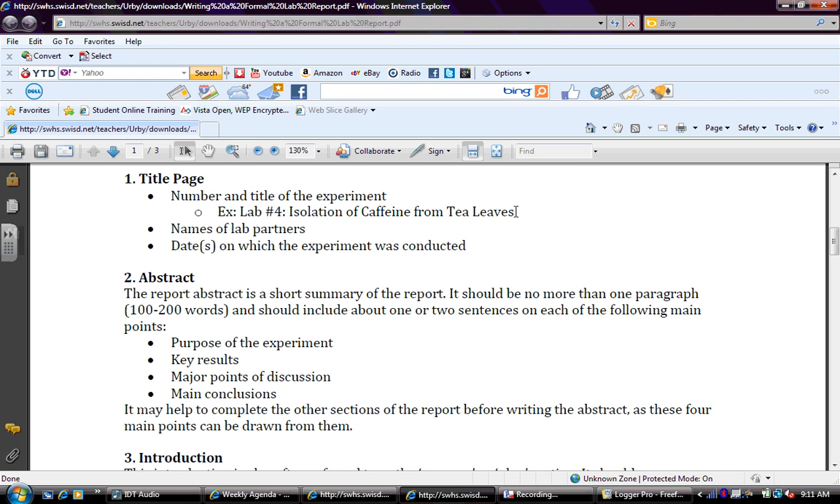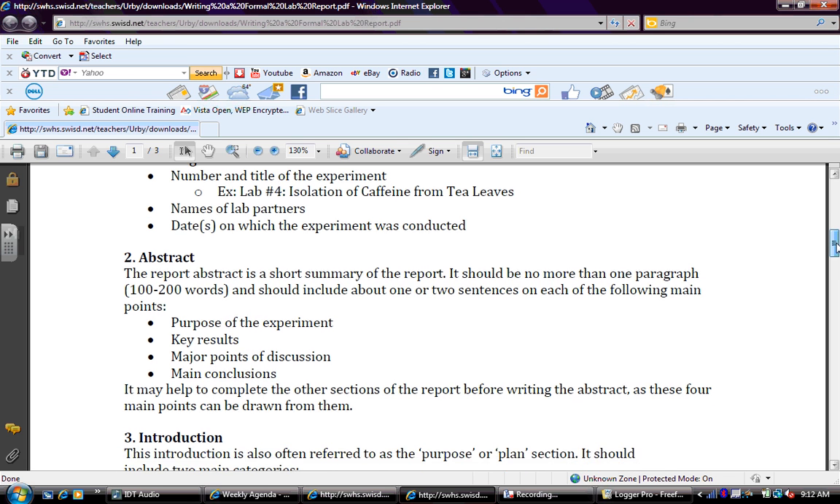Okay, make sure the title is descriptive of the lab we actually did. You're going to want to put any names of lab partners you had there, and then you're going to want to put the date that we actually conducted the experiment. So that'll be the title page.